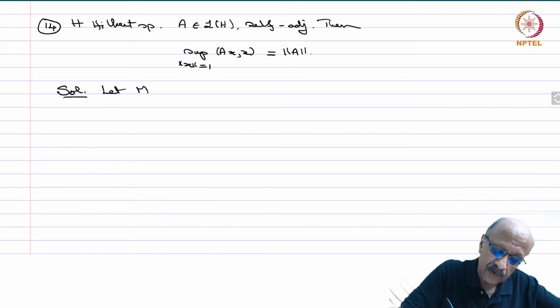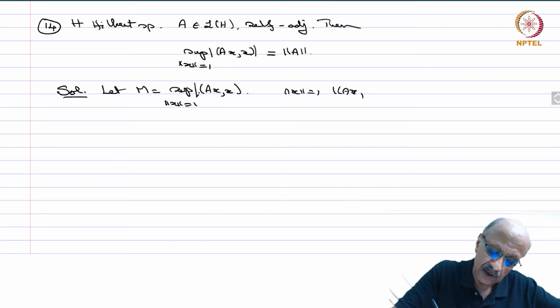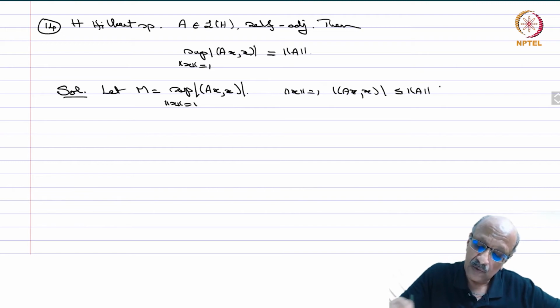So solution, let M equal the sup over norm x equal to 1 of |A(x,x)|, very important. So if norm x is equal to 1, then |A(x,x)| is less than or equal to norm A times norm x squared, which is equal to 1, and therefore you have that M is less than or equal to norm A.